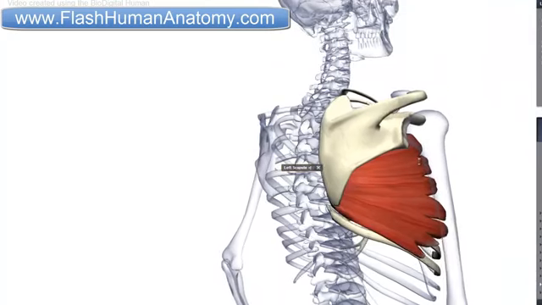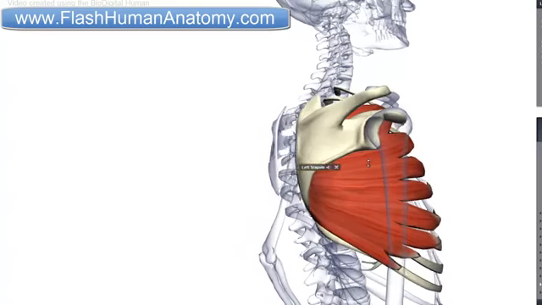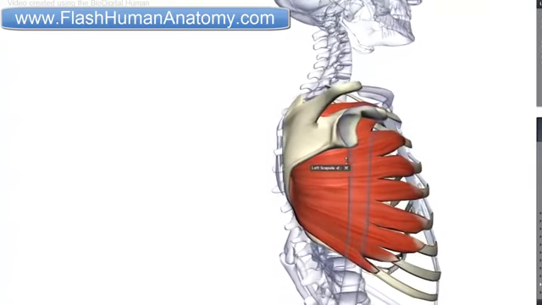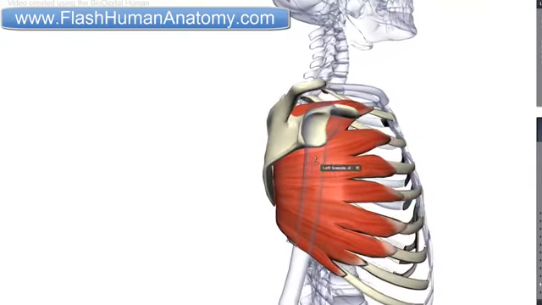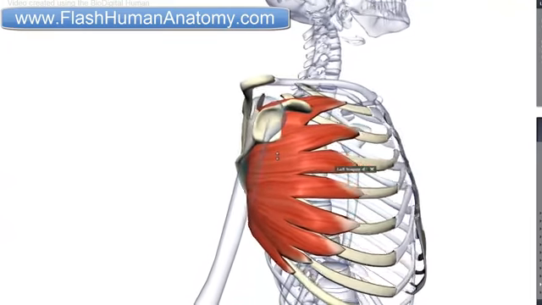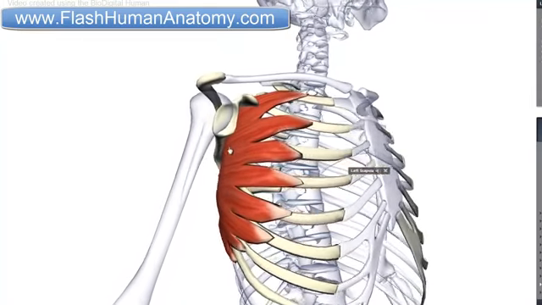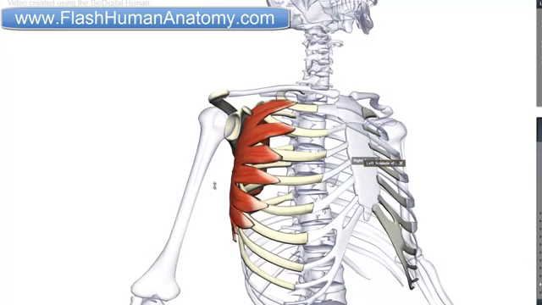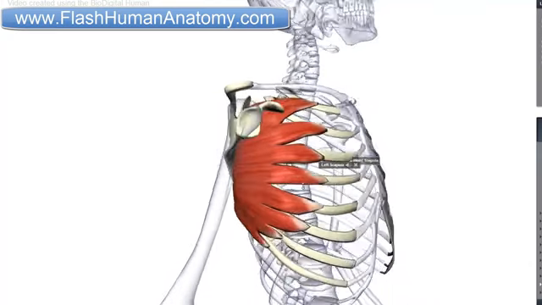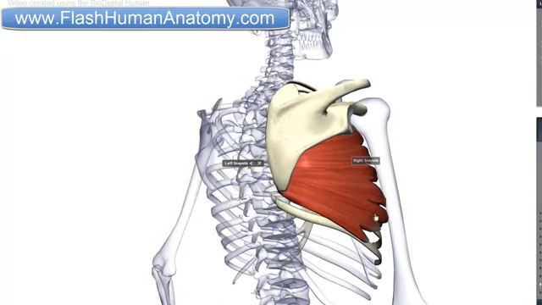The nerve that innervates this muscle is the long thoracic nerve from the roots of the brachial plexus C5, C6, and C7. The function of this muscle is to protect and stabilize the scapula and assist in upward rotation of the scapula. To understand why it assists in the upward rotation, well, just look at the origin and look at the insertion. What do you think? How is it going to rotate?